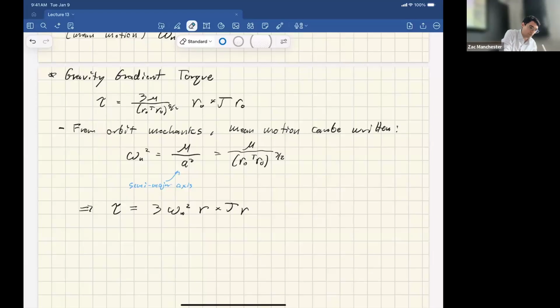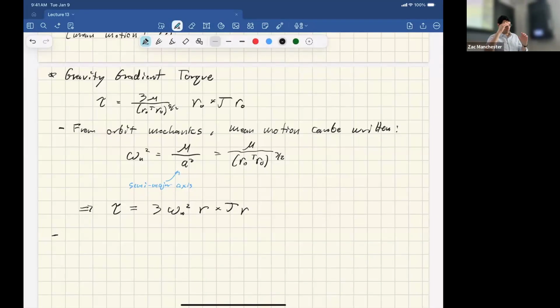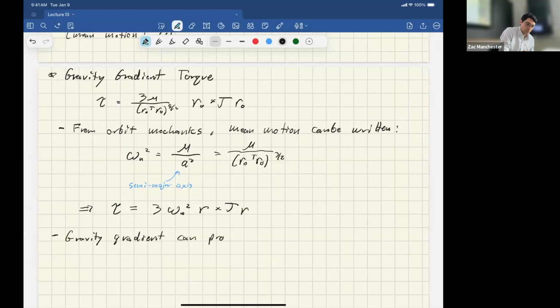And let's see what else there is to say about this. From the cartoon hand-wavy picture, we know that gravity gradient can provide a restoring torque to stabilize an Earth pointing satellite.